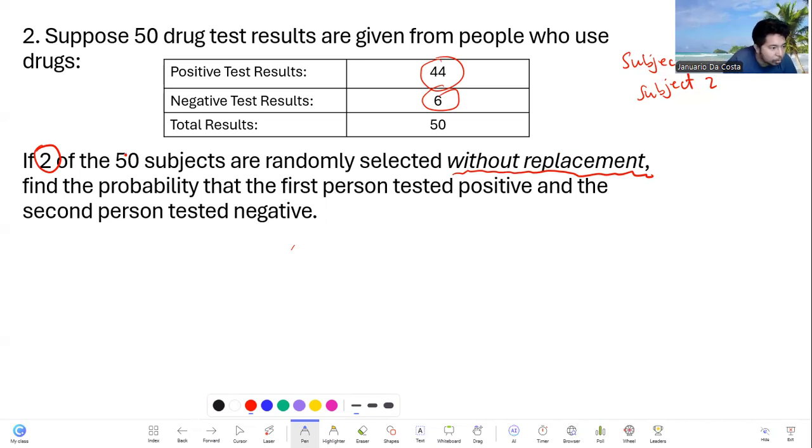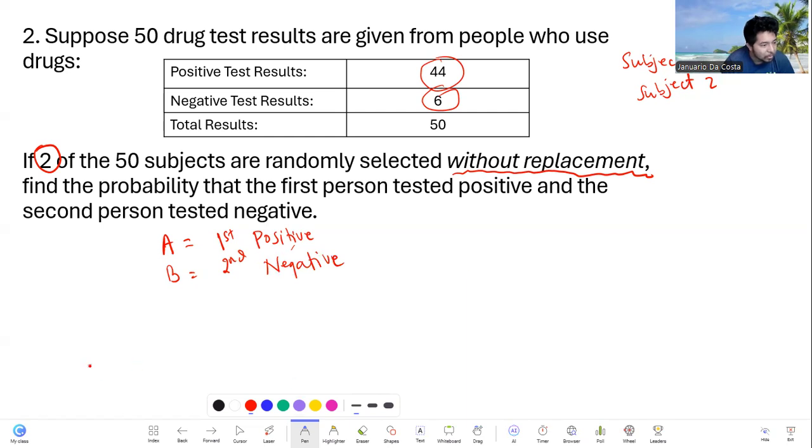Okay, so if two of the subjects are randomly selected without replacement, find the probability that the first person tested positive and the second person tested negative. So A is the first person tested positive, and then event B is the second person tested negative.